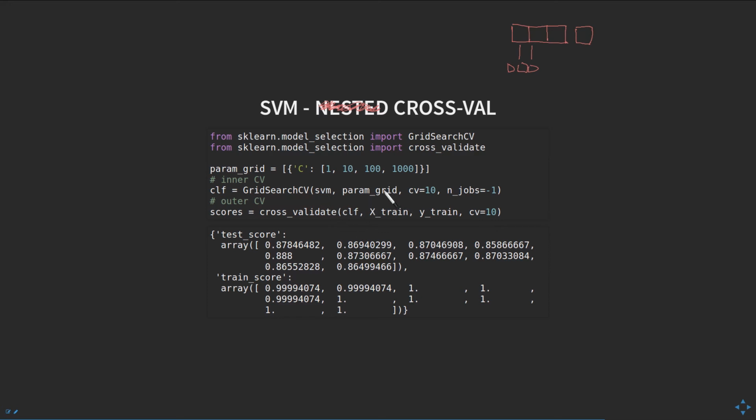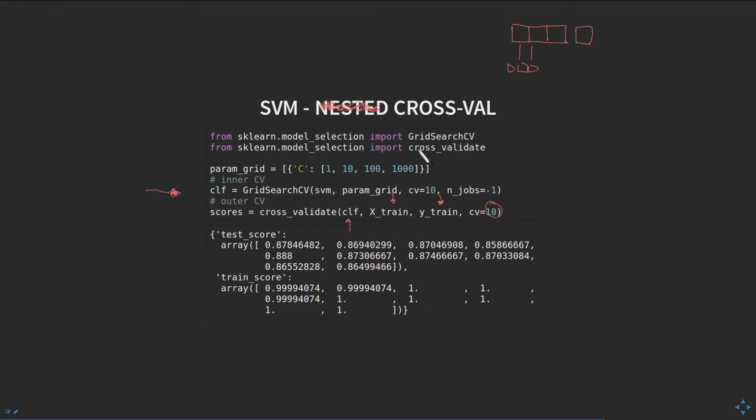So we supply the parameter grid, we do grid search, and then we do an additional cross-validation here with the best model from the grid search. So this automatically retrieves the best one. We can put that here, and we also put our training set and our labels. We say ten folds, and we get these scores right here.